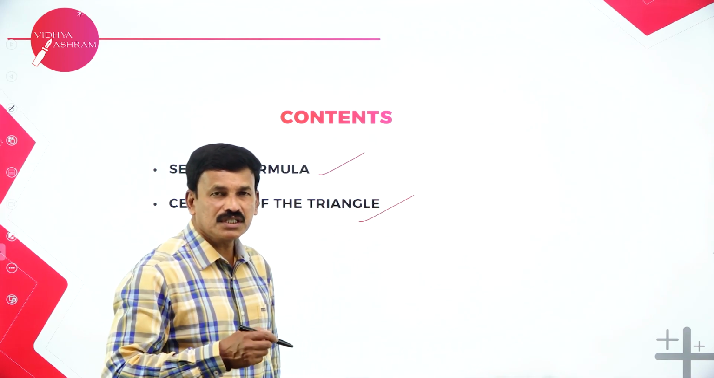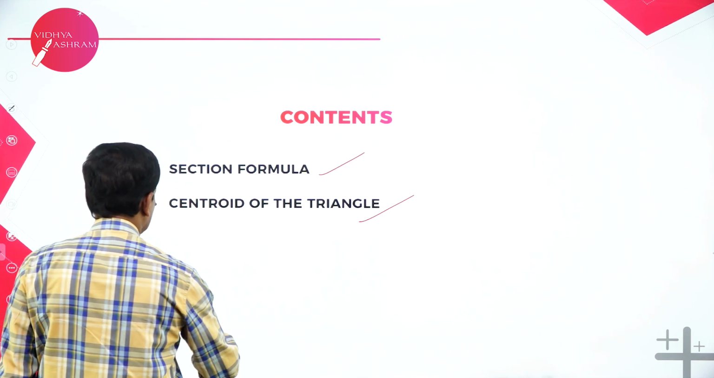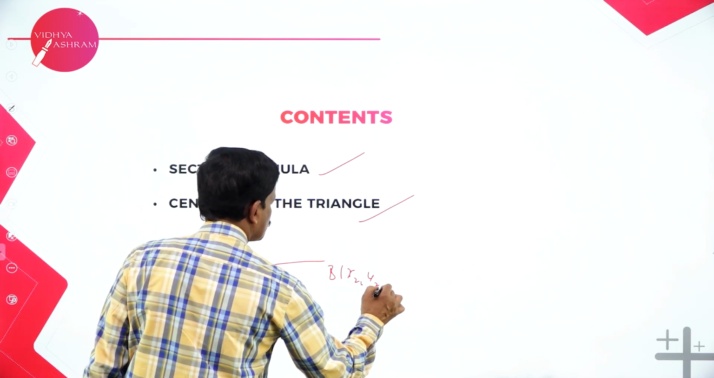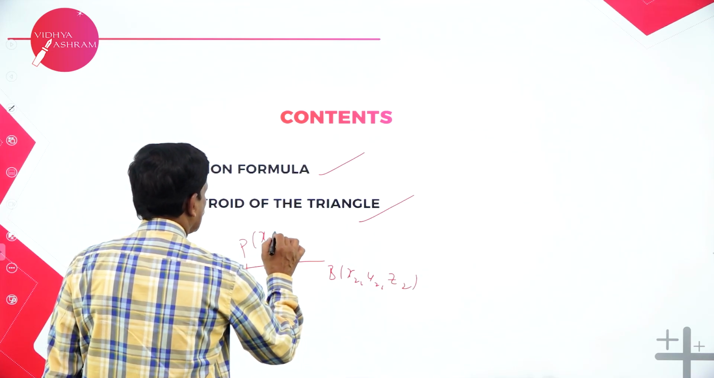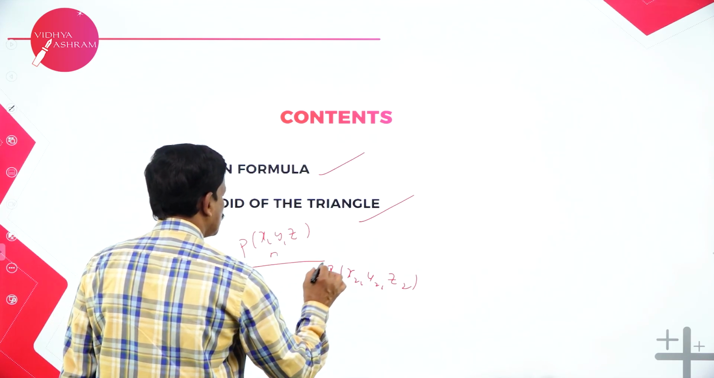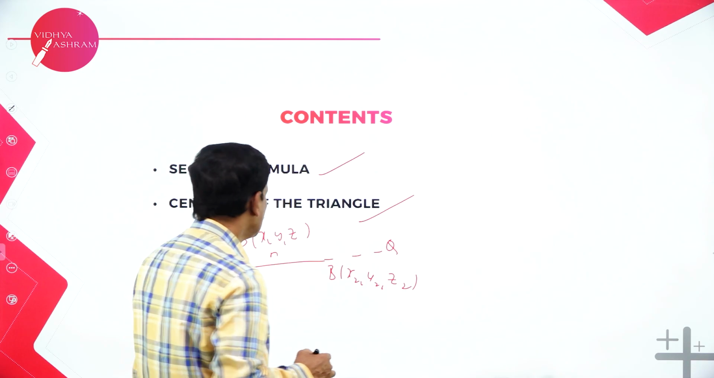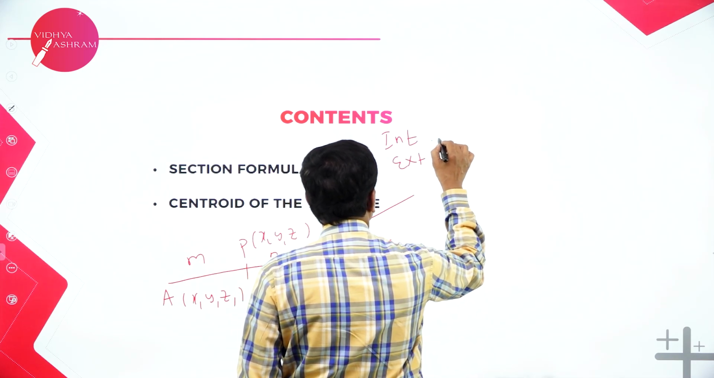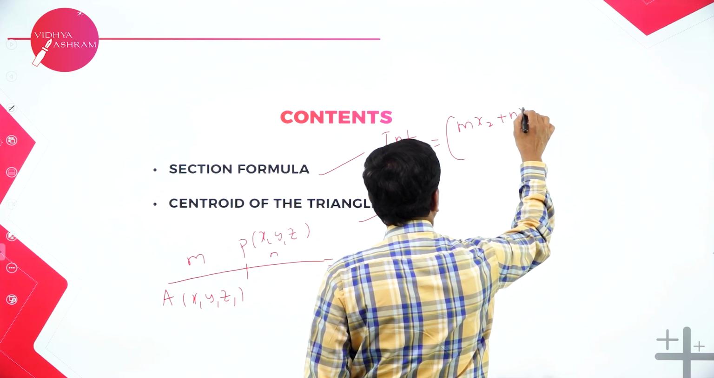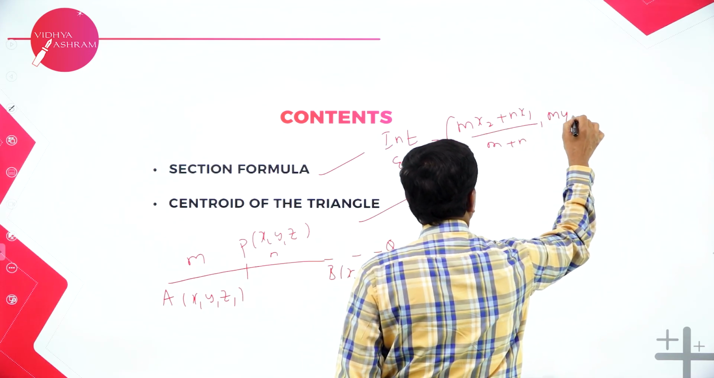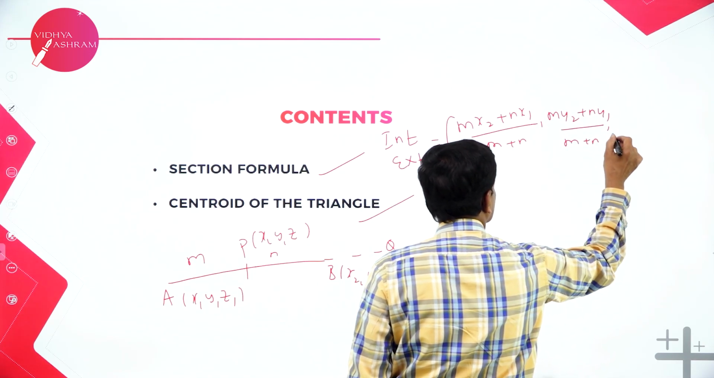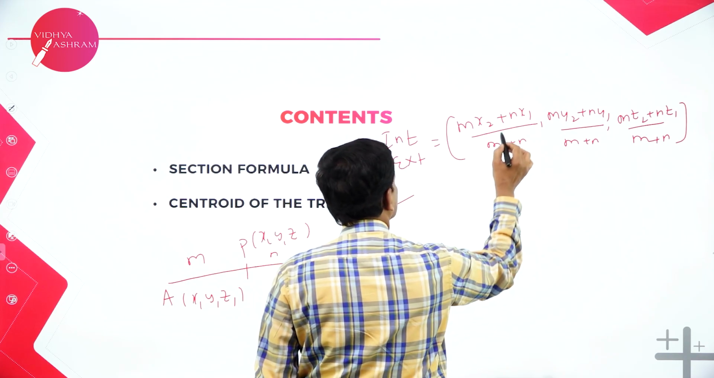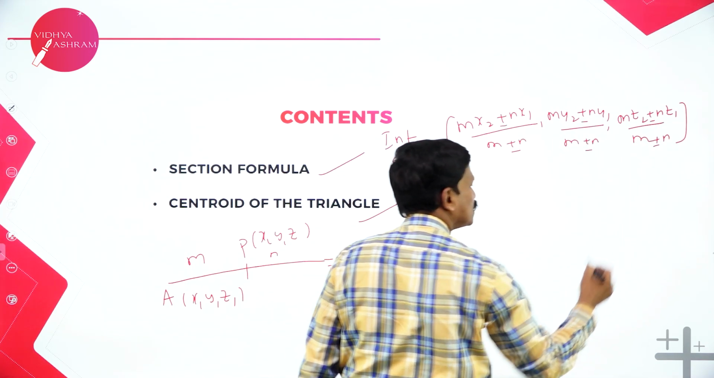Suppose a line joins the points A and B, where A is x1, y1, z1, and B is x2, y2, z2. Suppose P, x, y, z divides AB internally in the ratio m is to n, or externally in the ratio m is to n. Then the point is given by mx2 plus nx1 divided by m plus n, comma my2 plus ny1 divided by m plus n, and mz2 plus nz1 divided by m plus n. This is internal division. For external division it is minus.